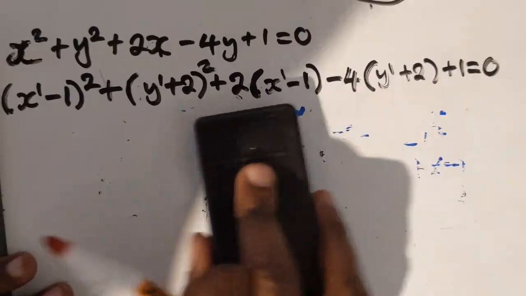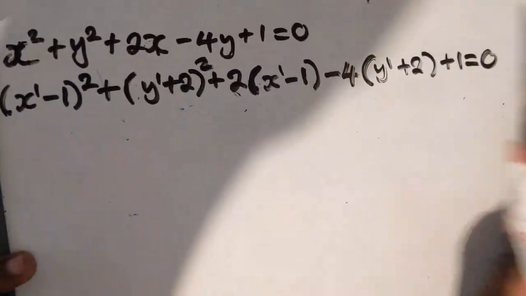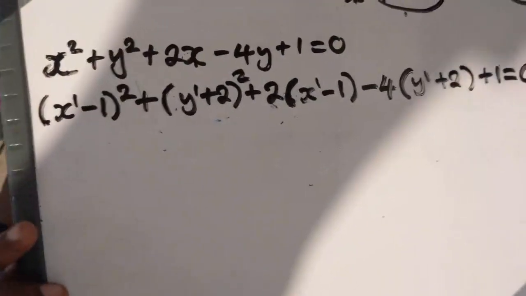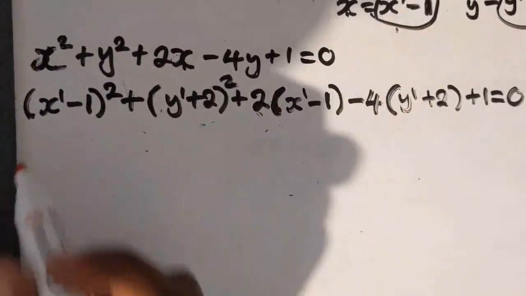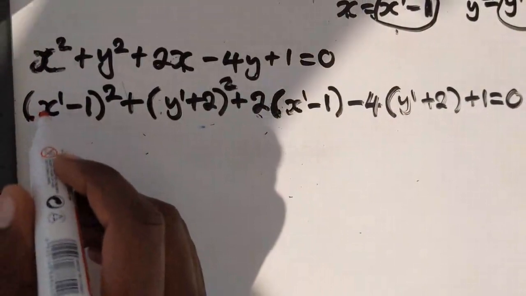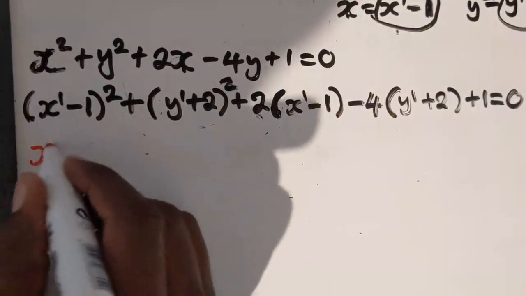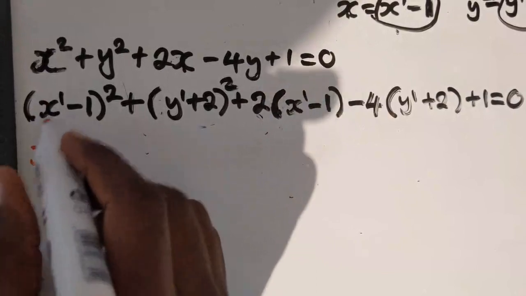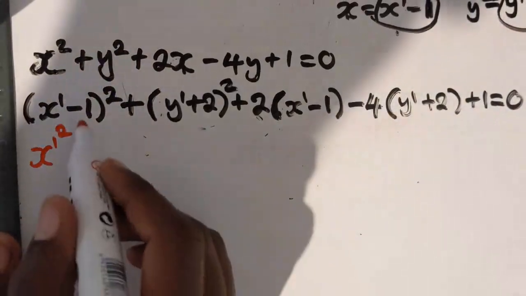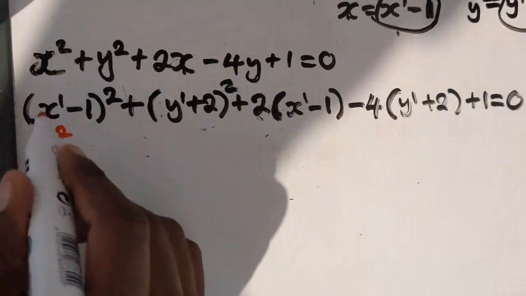So now let's go back to our question that we have been given, or should I say the equation, and see how we can expand this. When you have something like this and you want to expand it, the first thing is to square the first. When you square the first, you are going to have x prime to the power 2. Then the second thing is you're going to multiply the negative 1 times x prime.